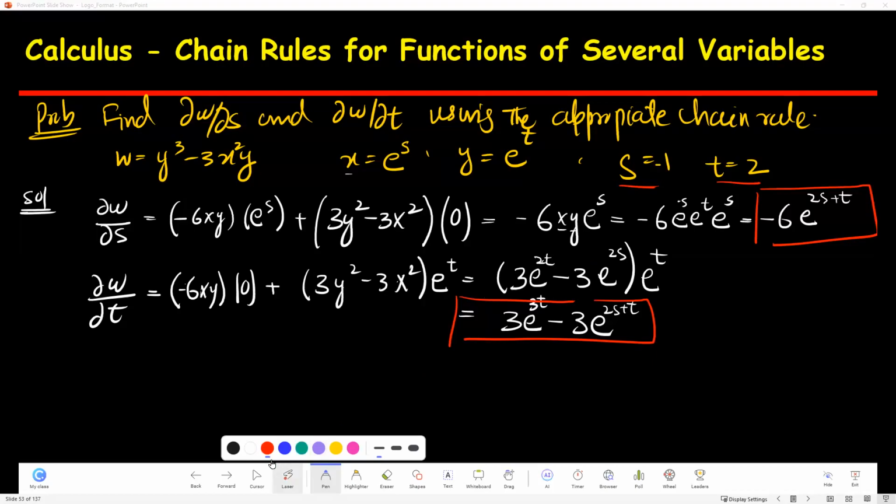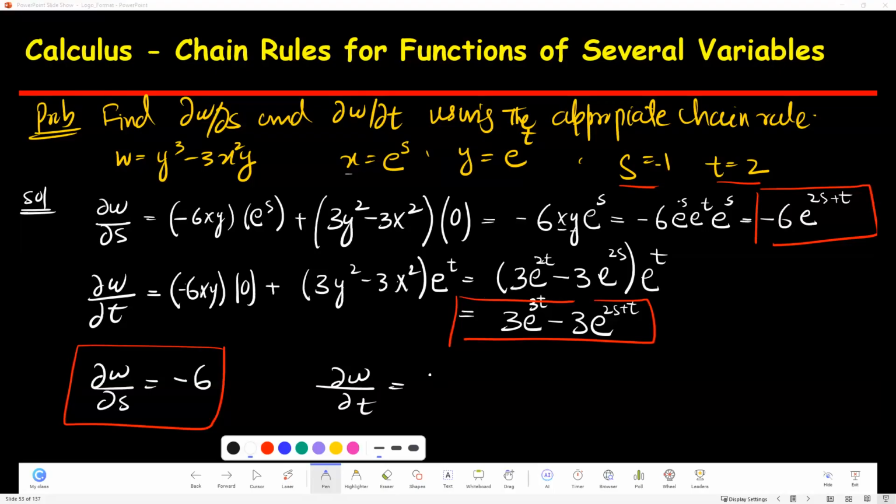These are the two values given. I need to substitute the values. So if I substitute the values, the top one will be minus 6, and everything becomes minus 1, minus 2. So e to the power 0 becomes 1, and I can write minus 6 as is. For dw over dt, I want to substitute the values. So 3 times e to the power 6, right? t is given as 2, 2 times 3 will be 6, minus 3. Since s is minus 1, minus 2 plus 2 will be e to the power 0, and e to the power 0 means 1.